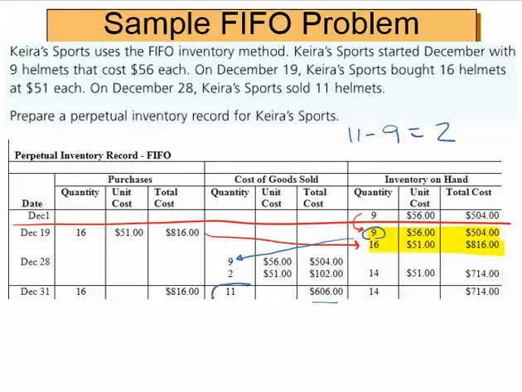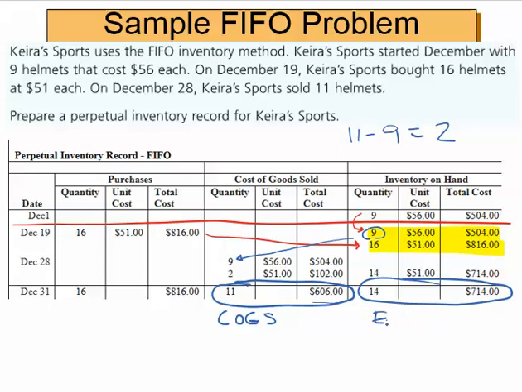So here's something that you have to be aware of. This is my cost of goods sold for the month. If we had more, we would add all those up. This is my ending inventory. A lot of times the questions will ask you, what was your ending inventory, or what was your cost of goods sold? So you have to pay attention very carefully so you make sure you answer that correctly.